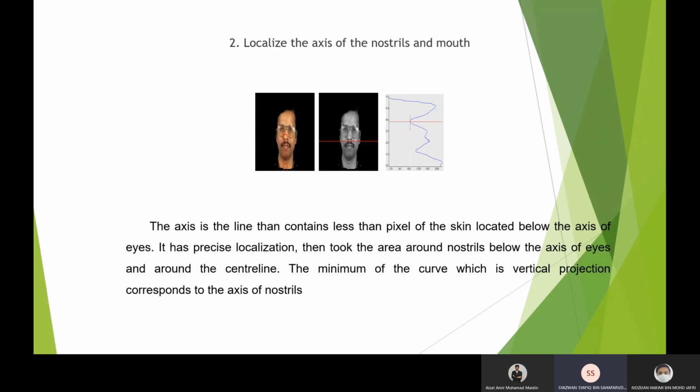This methodology uses the axis, the line that contains fewer pixels of skin, located below the axis of the eyes. It has precise localization, then takes the area around the nostrils, below the eyes and around the central line. The maximum of the curve, which is the vertical projection, corresponds to the axis of the nostrils, which you can see in the picture, shown by the red line, detecting the face and the nose center.